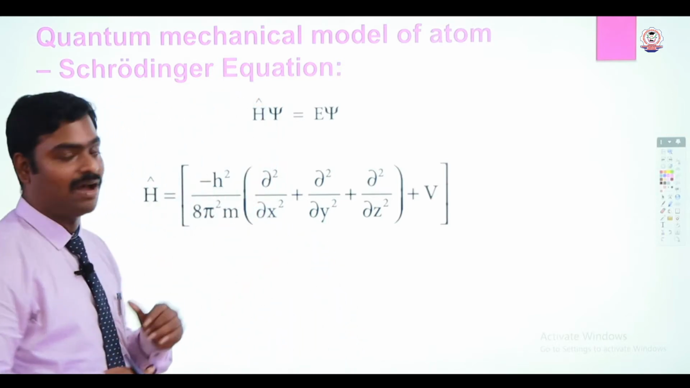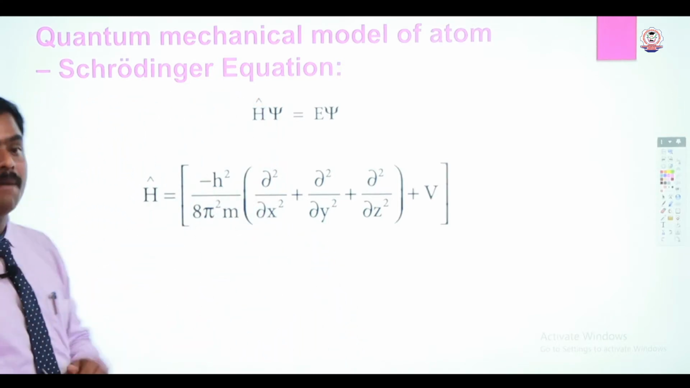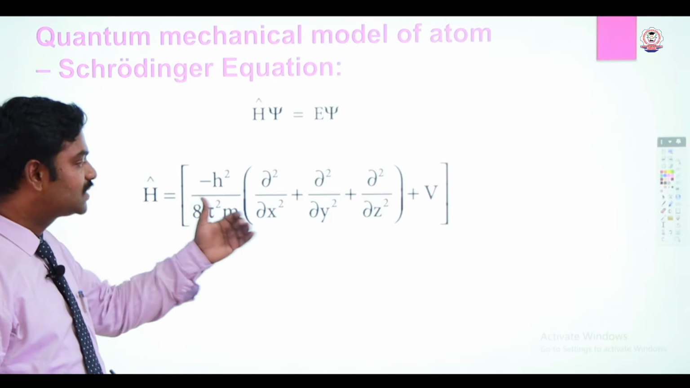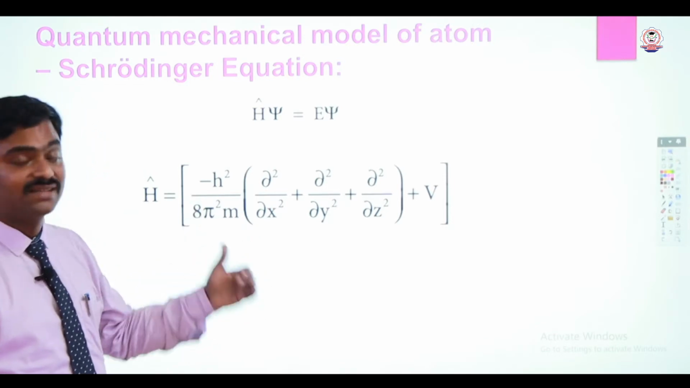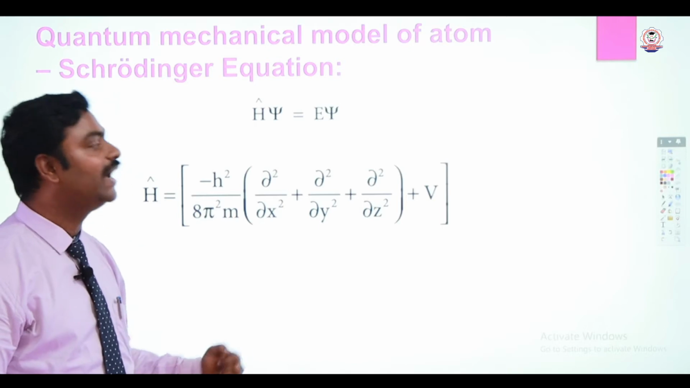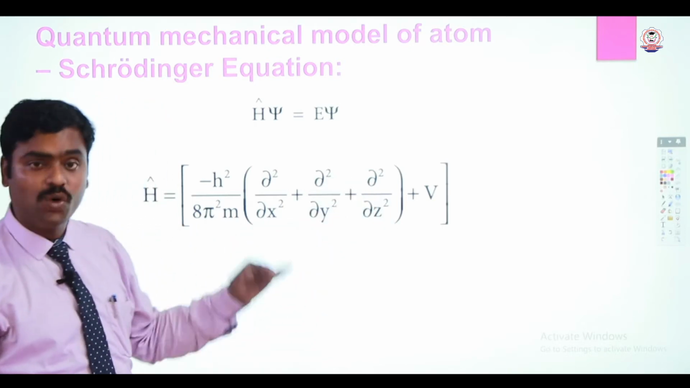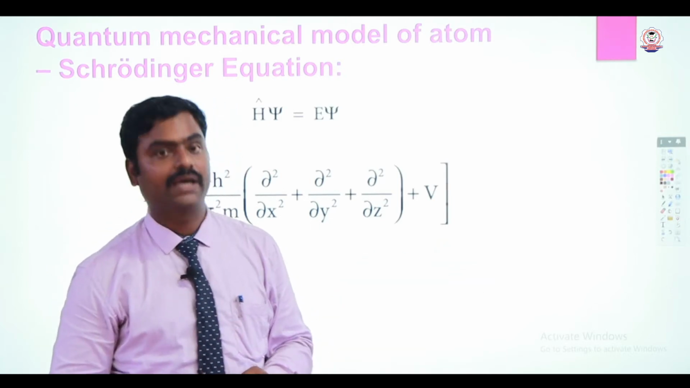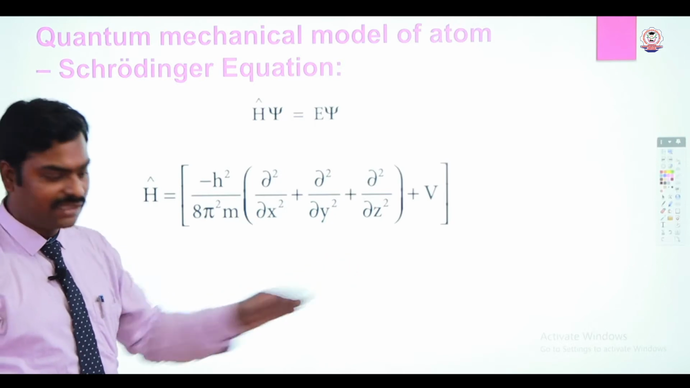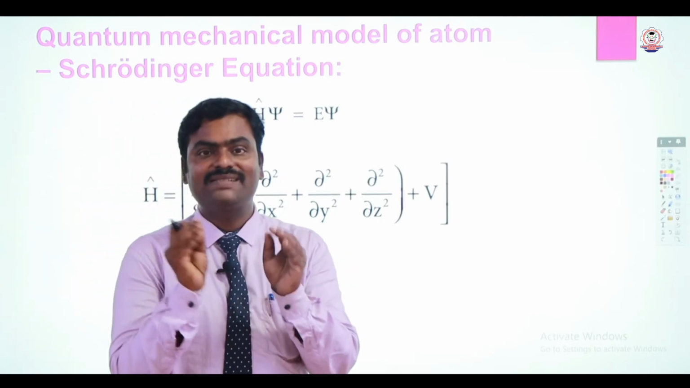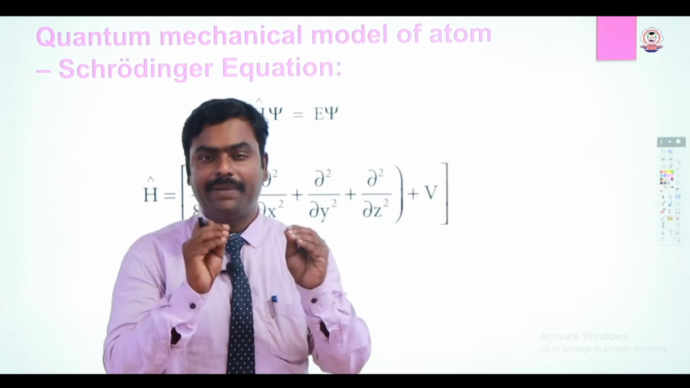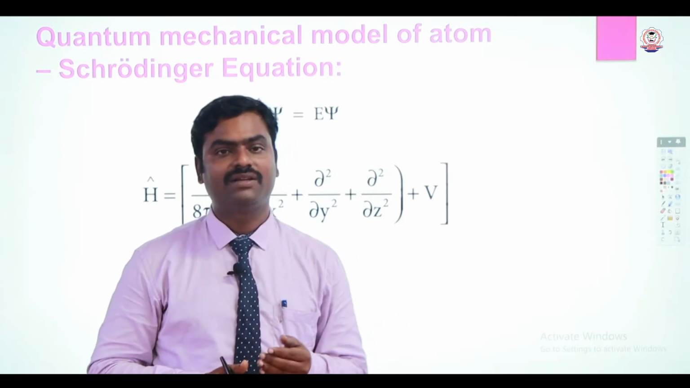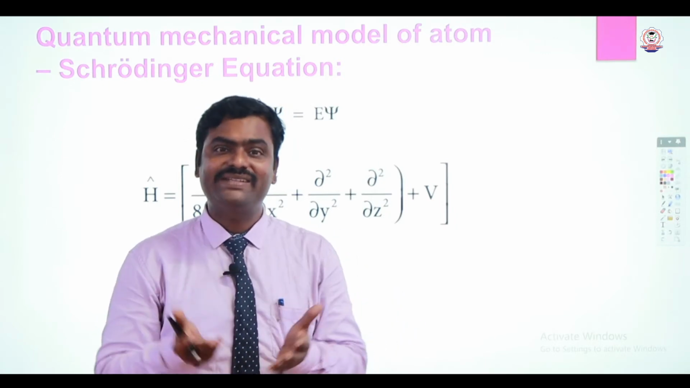The Hamiltonian operator, H cap, is equal to minus h square divided by 8 pi square m into dou square divided by dou x square plus dou square divided by dou y square plus dou square divided by dou z square, plus V. V is potential energy here. So using this operator, we can identify the allowed position of a particular object. So in atoms, what is the allowed position for an electron? Nothing but orbits or orbitals.